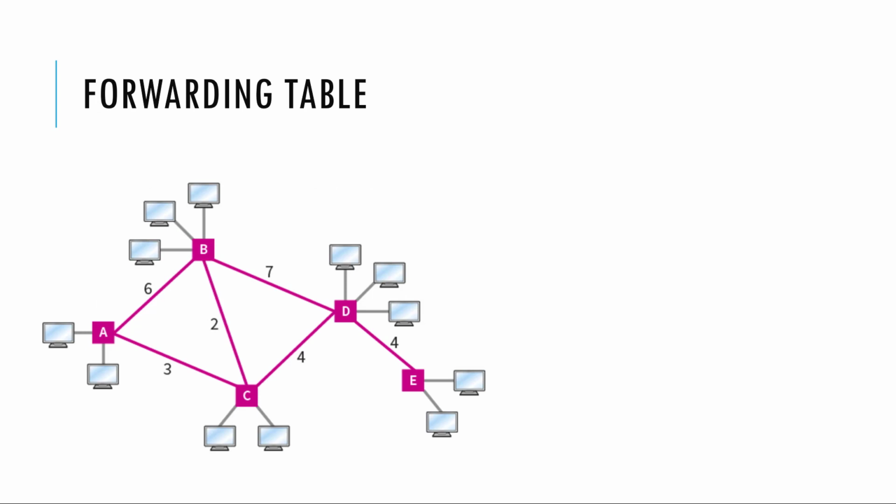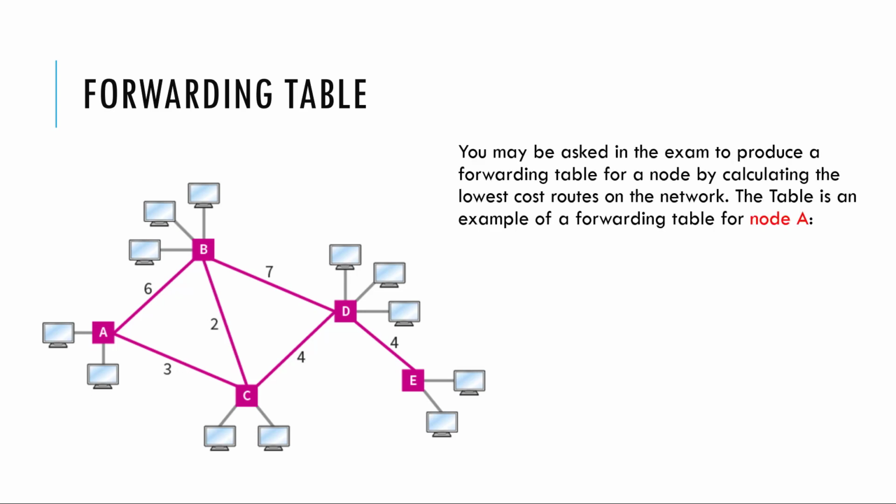You might be asked in the exam to produce a forwarding table for a node by calculating the lowest cost route on the network. And this is not like Dijkstra's algorithm, people. Literally, all you've got to do is calculate the costs of getting to all the different nodes. So for example, how much is it going to cost to get from A to B? Cost from A to B, anyone? It's 5. Why? Because from A to B, the fastest way to get there is not by this route here, it's via C up here, and that's for a cost of 5. So that's where we would send it, wouldn't we?